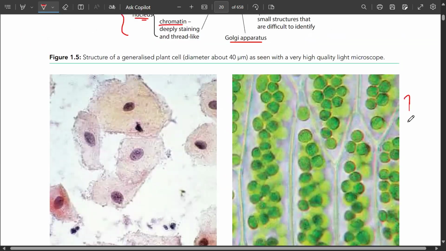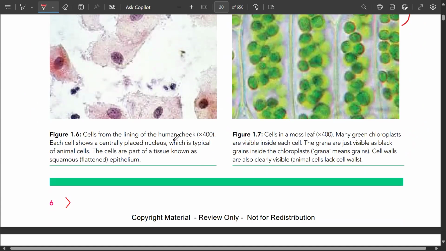What do you think? What is the structure that you can see in the photomicrograph? Cell wall and chloroplast. So these are plant cells. Okay, what about these? That looks like an animal cell. Animal cell, exactly. These are the cells of the lining of a human cheek. You can see the nucleus. Nucleus is easily available, and it can be easily seen as well.